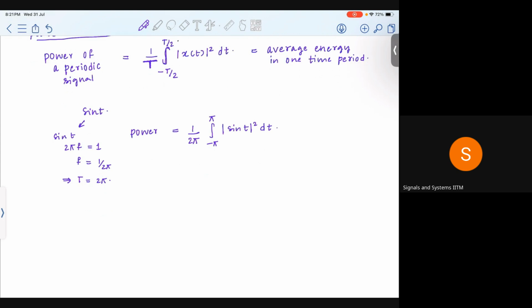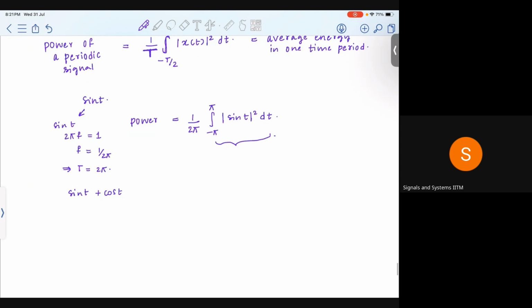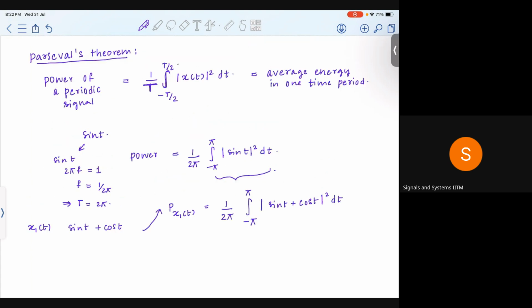But it involves some calculation, since you have to evaluate this particular integral. Likewise, suppose you are given a signal sine t plus cos t, say x1 of t. The power of x1 of t is evaluated as 1 over 2 pi integral from minus pi to pi of mod sine t plus cos t whole square dt, and it requires you to evaluate these integrals.